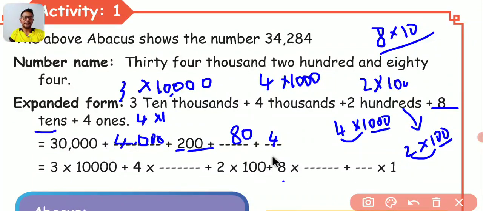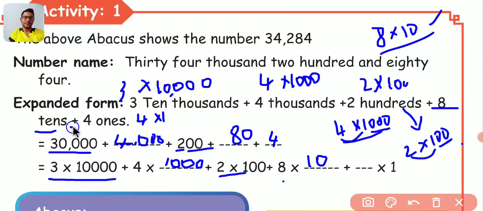So I write it here. 30,000 means what? That is 3 cross 10,000. So they have expanded it. 30,000 means 3 cross 10,000. 4,000 means 4 cross 1,000. 200 means 2 cross 100s. Then 8 tens means 8 cross 10, plus 4 ones means 4 cross 1s. I hope you understand. Yes, this is the expanded form.